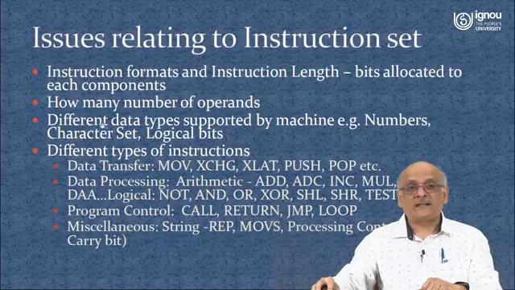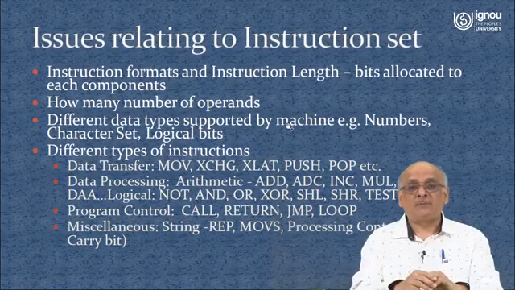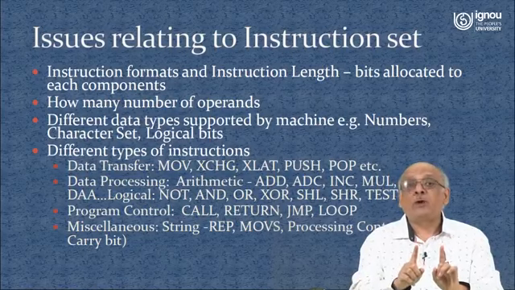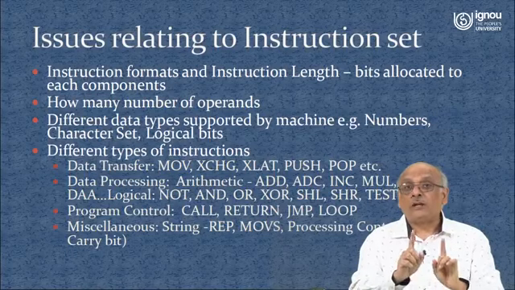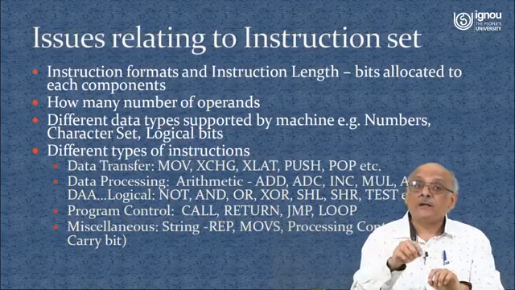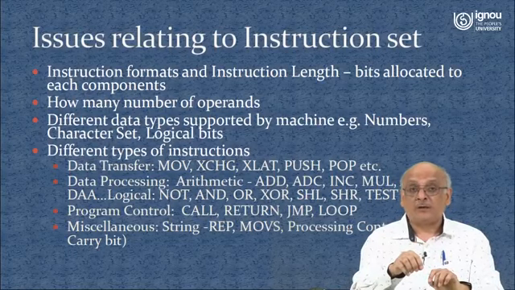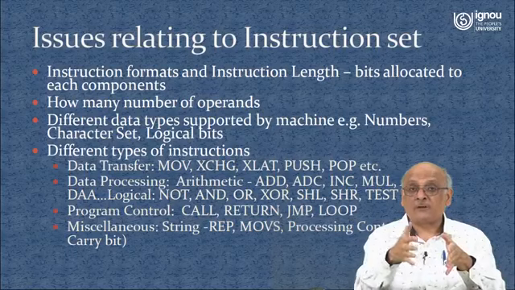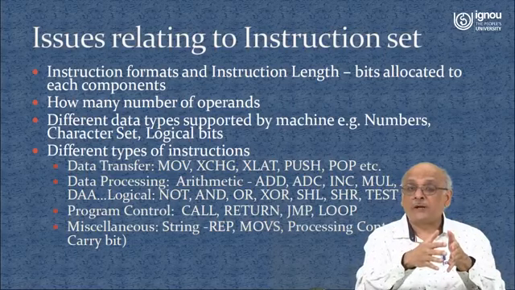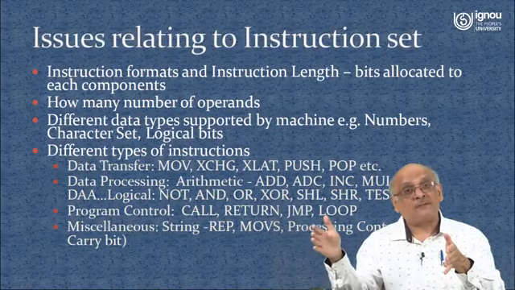Then the third thing is the different data types supported by the machine, that is numbers, character sets and logical bits. Data types in a machine can be numbers, and in numbers we have a choice. We can represent fixed point numbers. The 8086 has only fixed point numbers. So if I want to perform floating point addition, I require a coprocessor in that particular machine. A coprocessor was designed for the purpose of floating point addition, so that any instruction which required floating point addition was passed on to the coprocessor if it exists.